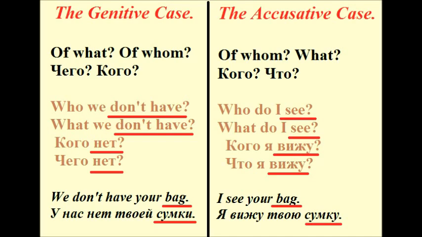The accusative case. Of whom? Кого? What? Что? Who do I see? Кого я вижу? What do I see? Что я вижу? I see your bag. Я вижу твою сумку.